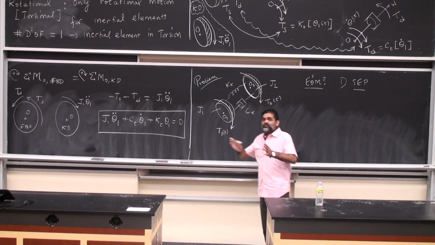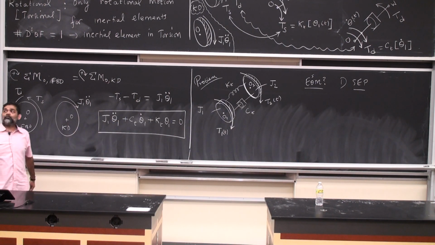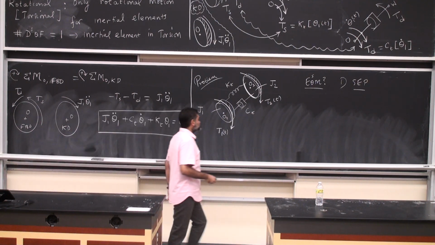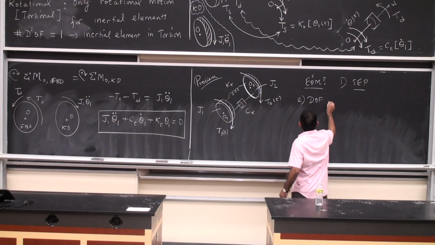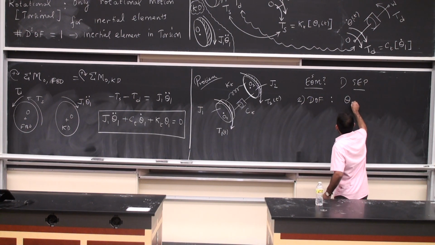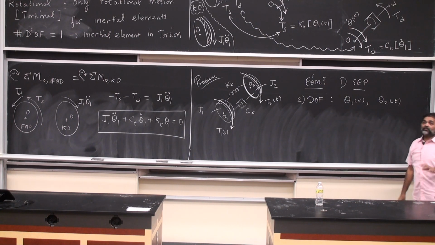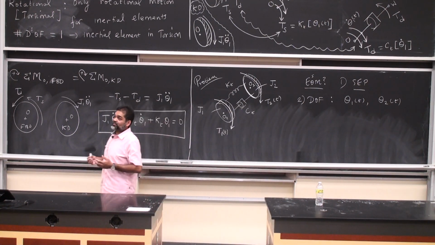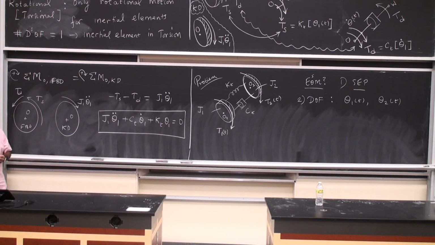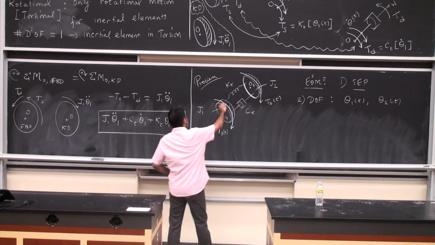Automatically satisfied, the spring is not getting deflected by means of gravity. We're going to solve a problem where that will happen on Monday. Then degrees of freedom. Theta 1 of t, theta 2 of t. Theta 1 of t is the degree of freedom for the first inertial element. Theta 2 of t is the degree of freedom for the second. Clockwise or counterclockwise, your choice. Hang on. I'm going to choose them to be clockwise.